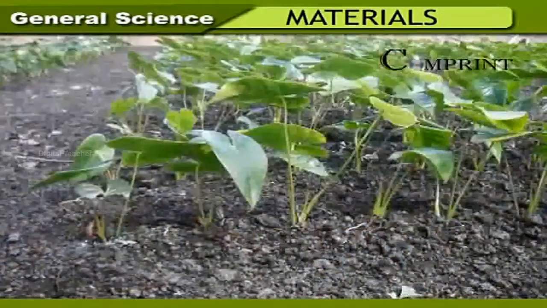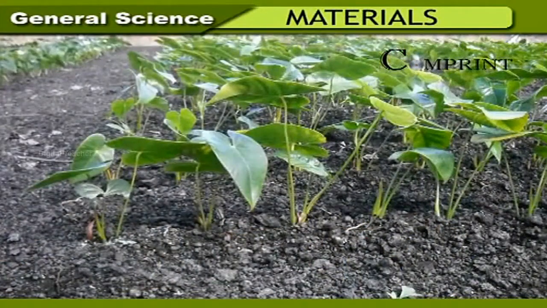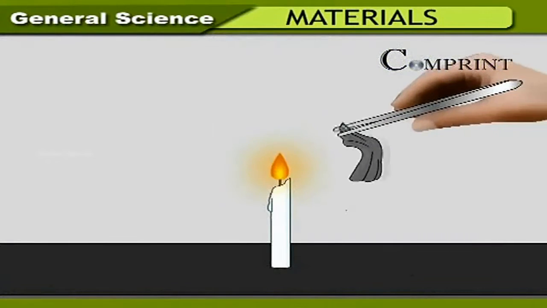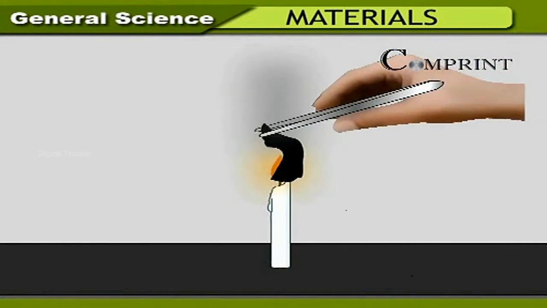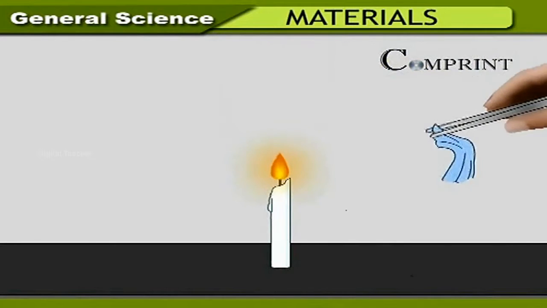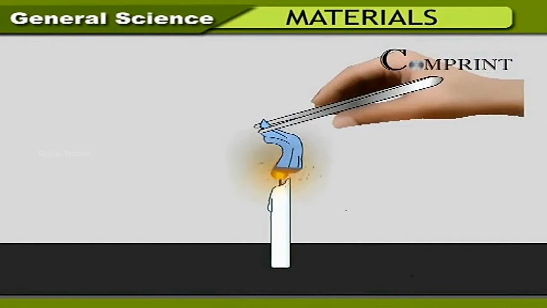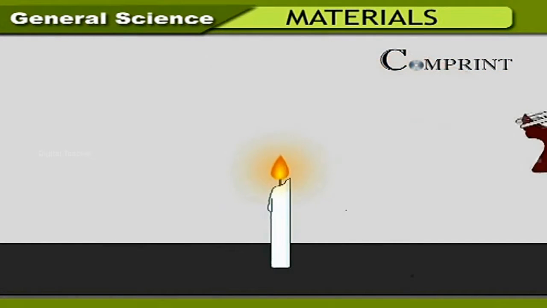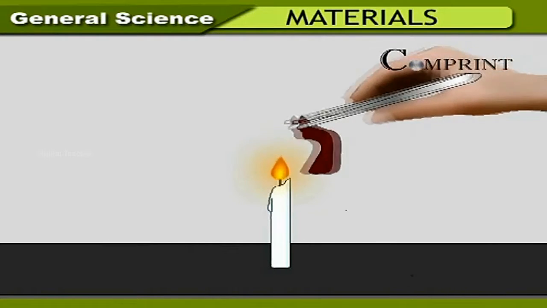Identification of natural and artificial fibers. Collect cloth pieces made of natural and artificial fibers. Burn the pieces of cloth together with the help of tongs. When natural fibers are burnt, they burn and turn into ash. When silk fibers are burnt, they give a smell of burning feathers. Wool does not burn quickly.